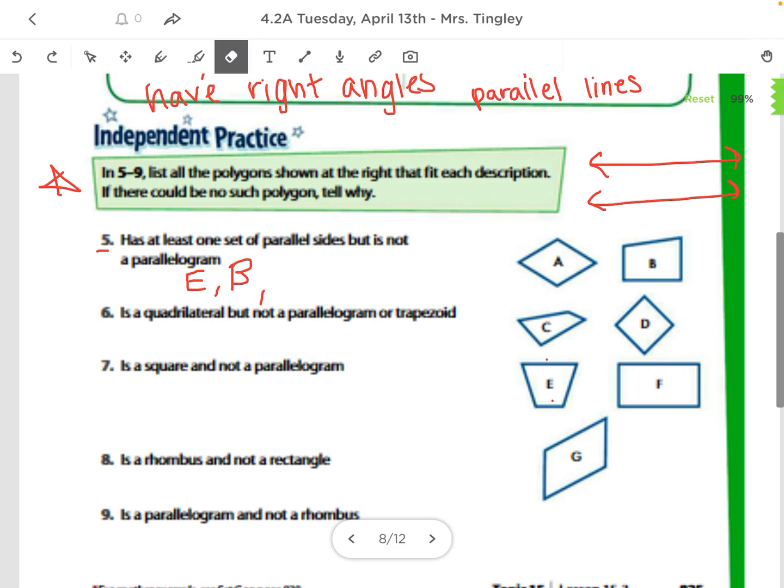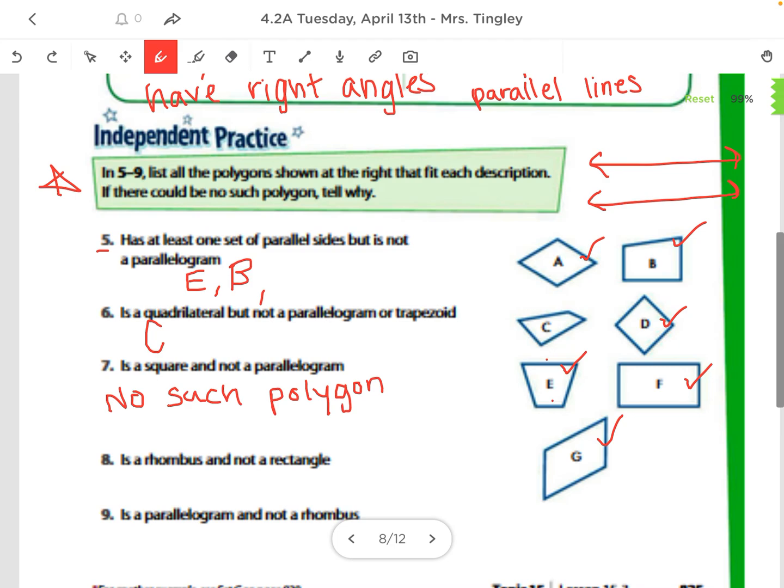Number 6 is a quadrilateral, has 4 sides, but not a parallelogram or a trapezoid. So these are all parallelograms. And we just found out that these are trapezoids. So C is the only shape that is neither. It has no pairs of parallel lines. A square and not a parallelogram. Is there such thing? There is no such polygon, because a square has to have parallel lines.